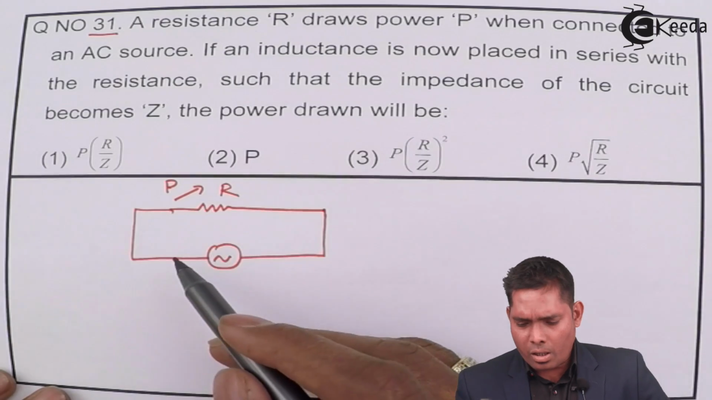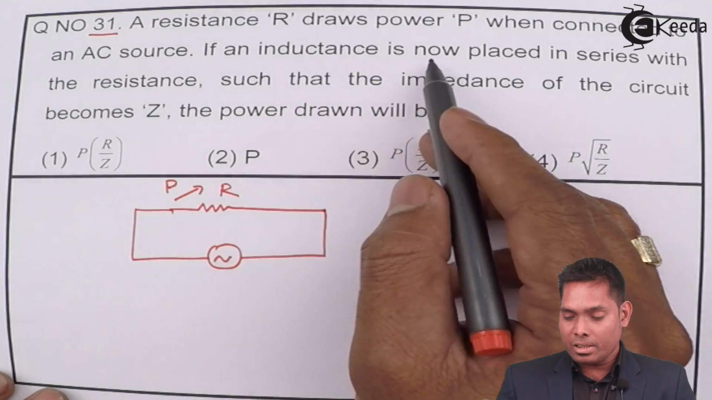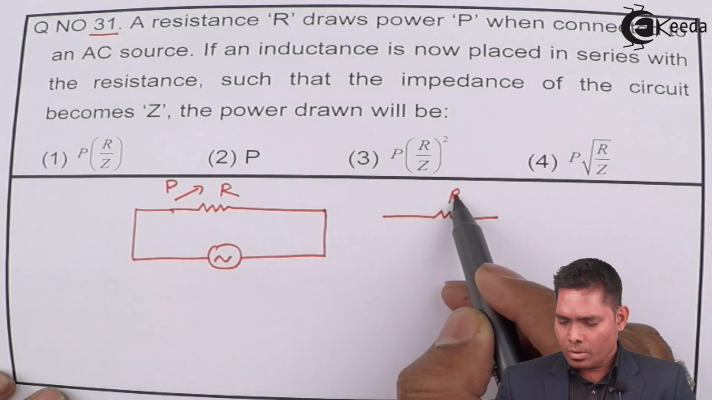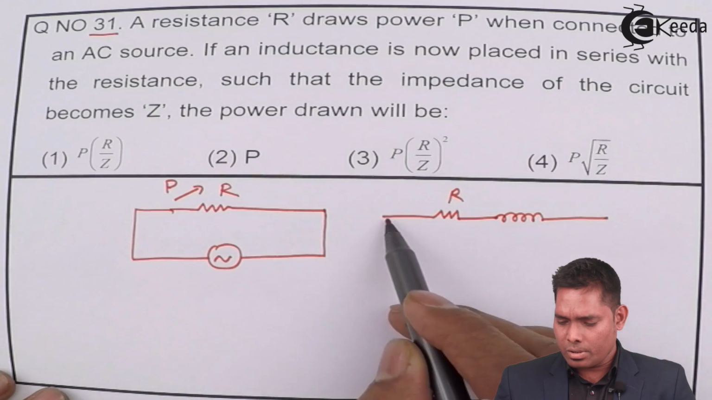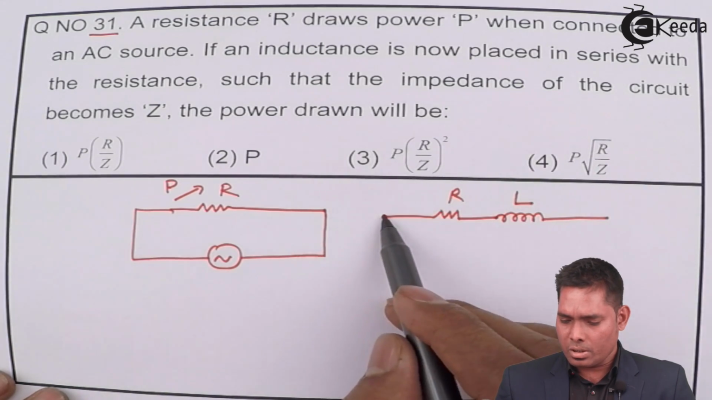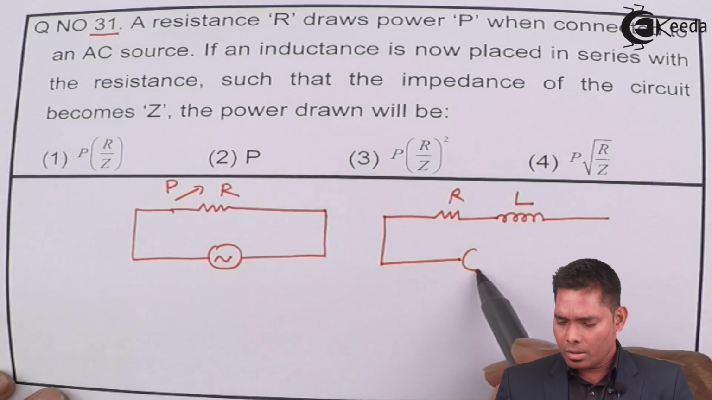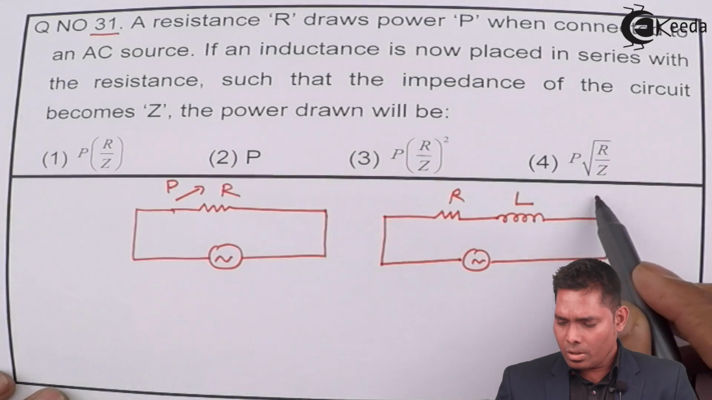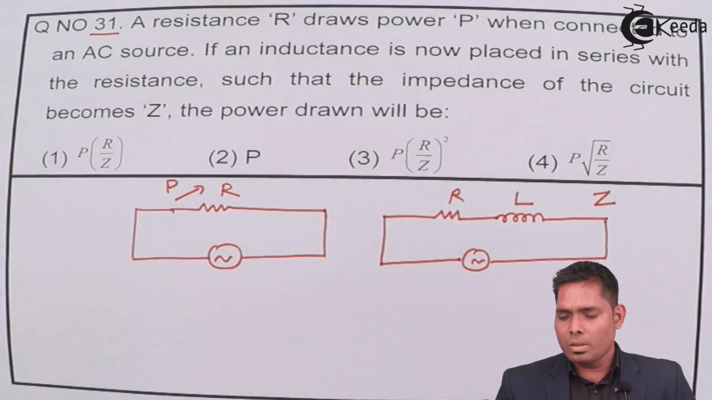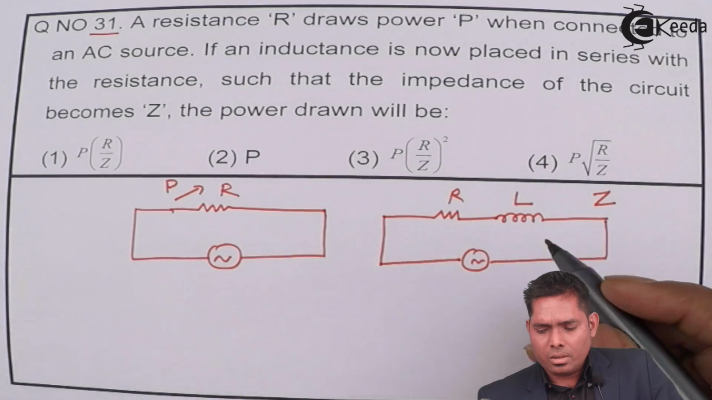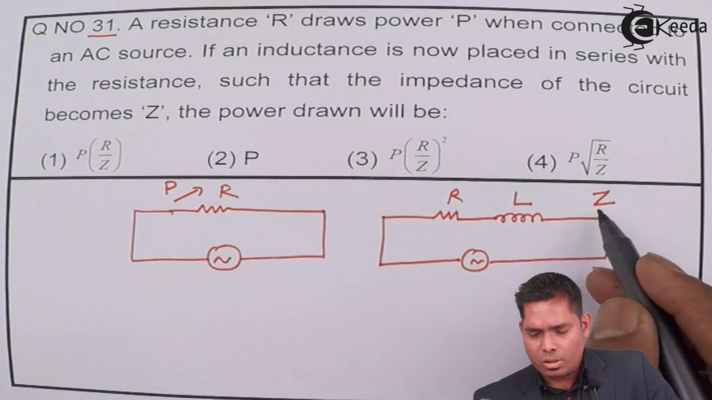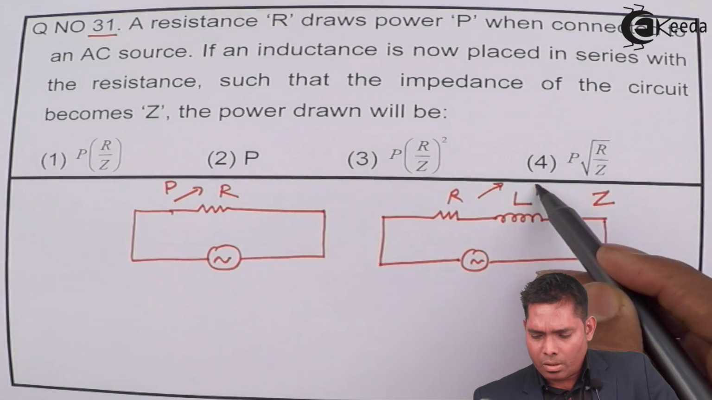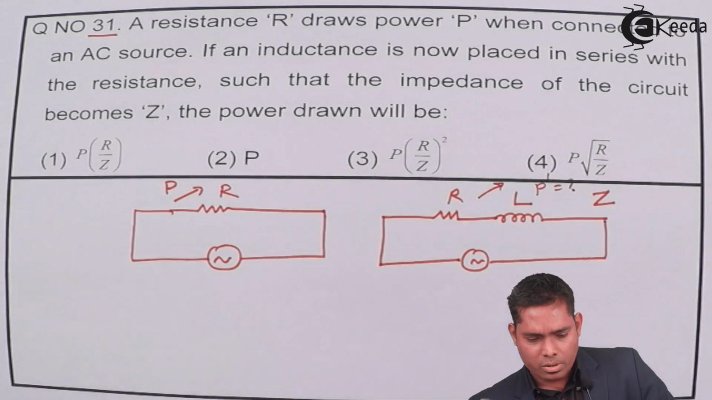Now in the second situation, an inductance is placed in series with this resistance such that the impedance of the circuit becomes Z. So the impedance, the total resistance offered by the RL circuit, is Z. What is the power drawn in this situation? That is what is to be found.